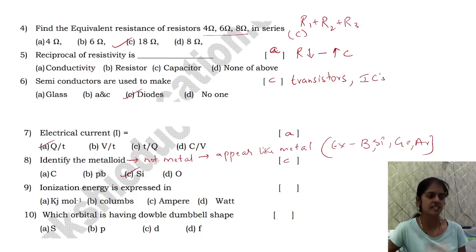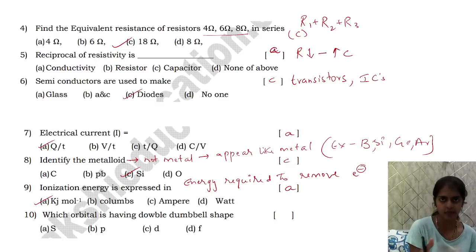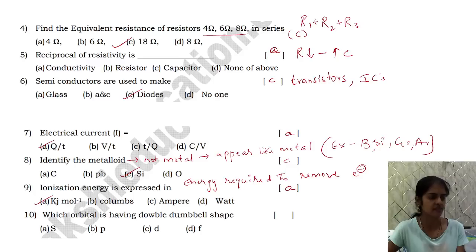Ionization energy is expressed in... Direct question. Ionization energy is expressed in which units? kJ mole inverse. Option A. What is ionization energy? The energy required to remove an electron from a neutral gaseous atom. If I want to remove an electron from a neutral gaseous atom, that energy is called ionization energy, the energy required. So the units are kJ mole inverse.